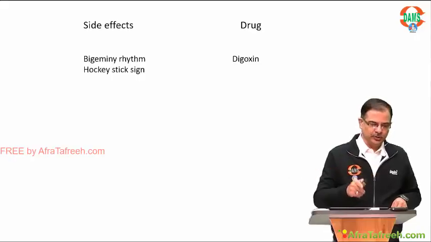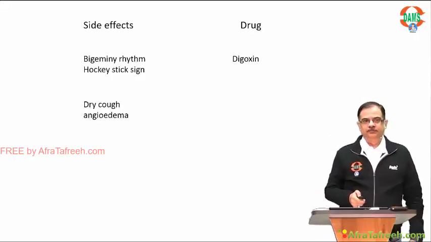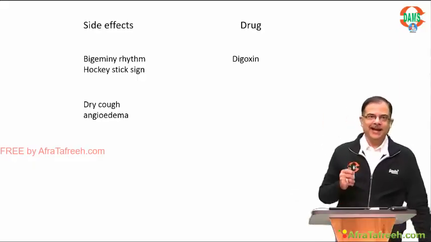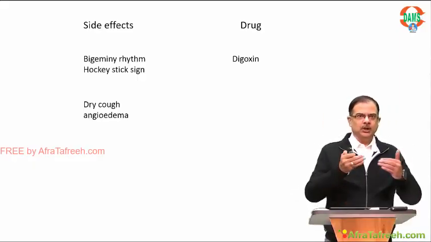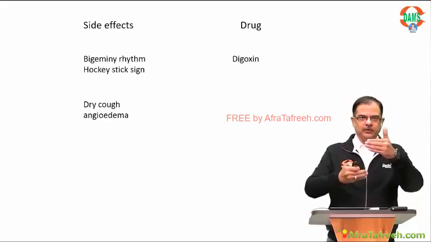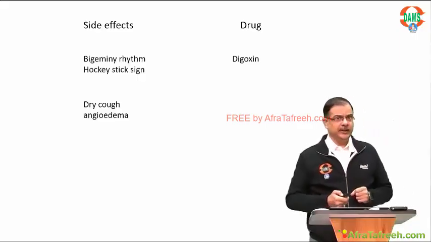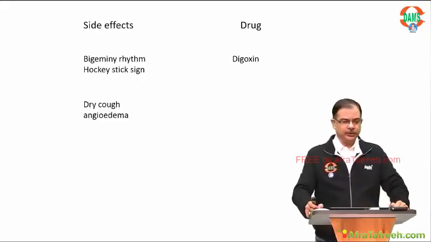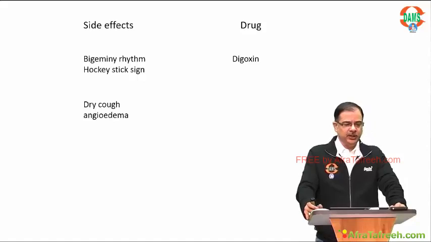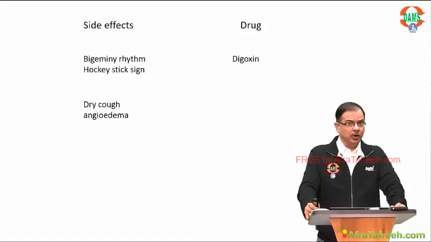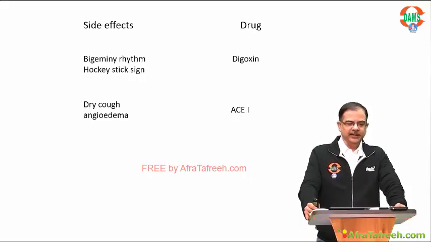This is digoxin. Yes. Now the next one, patient has dry cough, angioedema is present. So there is a space below that topic, so you can utilize that space for these important side effects of the medications. So the important side effect is bigeminy rhythm, hockey stick sign in the ECG, drug name is digoxin. Dry cough, angioedema, answer ACE inhibitor. Yes, it is ACE inhibitors.